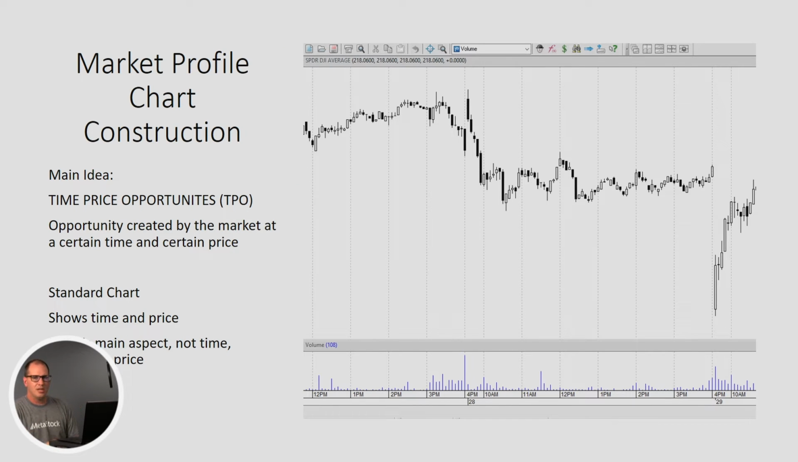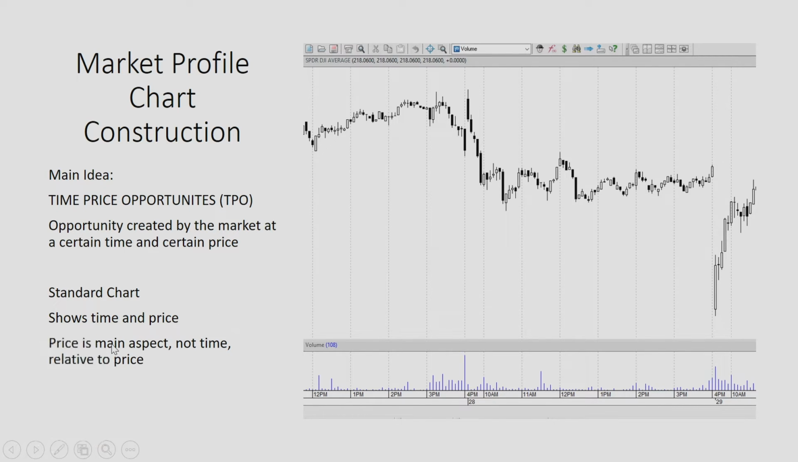As we look at the PowerPoint here, market profile gives us what's called a time price opportunity. So it's an opportunity created by the market at a certain time and a certain price. And that's a very big crux and a very big word that's used a lot with market profile: TPO, or time price opportunity. Again, to reiterate what we just talked about in that last slide, if I look across time here, I can't tell at a certain price where that would stay. It doesn't focus on that time. And that's where market profile helps.